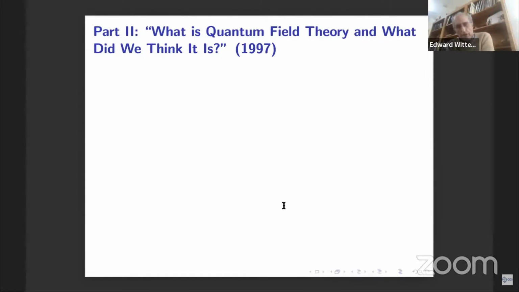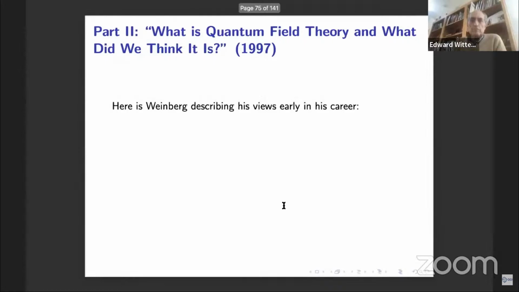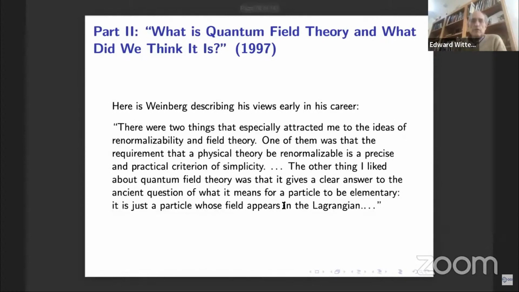And as you see, the main change is a rethinking of everything, reformulation in terms of effective field theory as the central tool to organize what we know. So here's Weinberg describing his views early in his career. And it'll be, of course, the views that he described in the Nobel Prize speech. Well, first of all, 2 things especially attracted me to renormalizability in field theory. One was that the requirement of renormalizability is a precise and practical criterion of simplicity. And the other thing, I think this one is interesting, and this one he doesn't really critically discuss later, at least in this lecture, to what extent it held up or doesn't hold up.